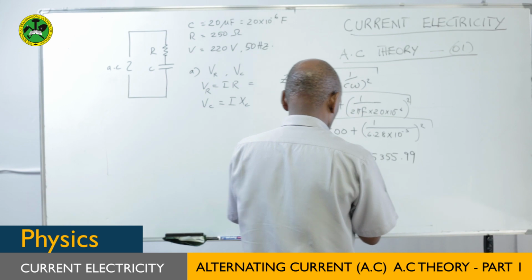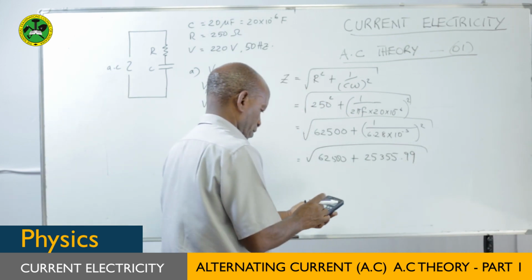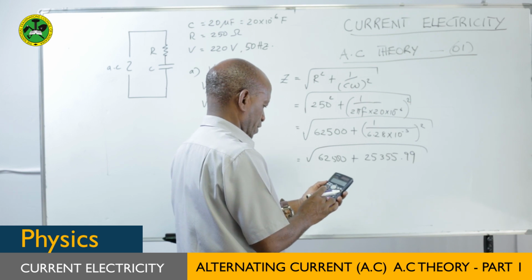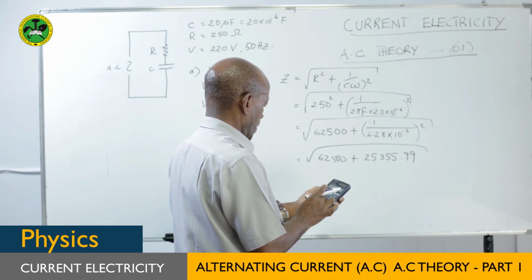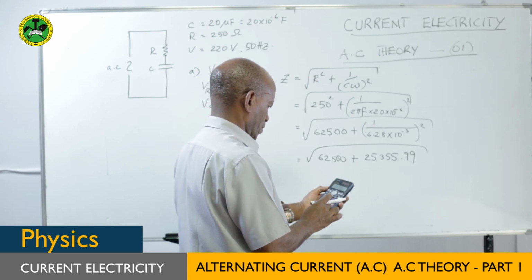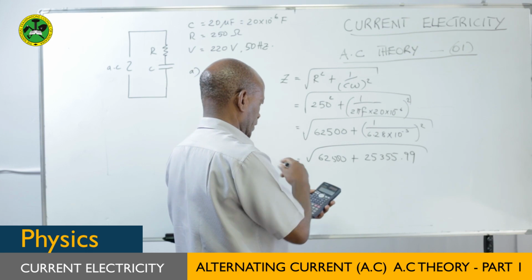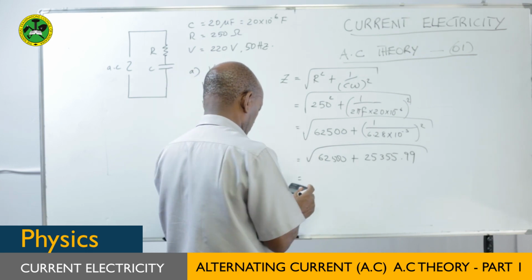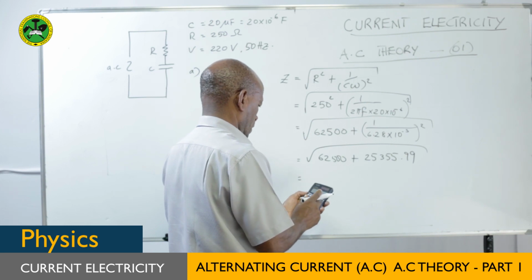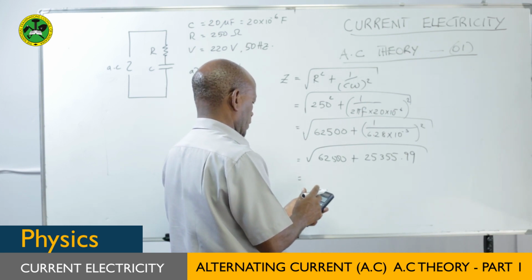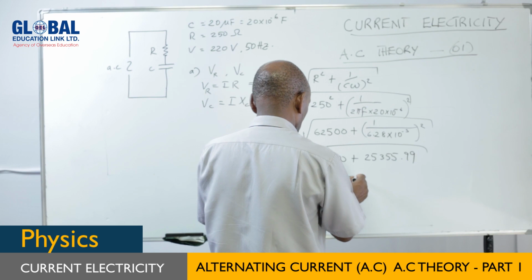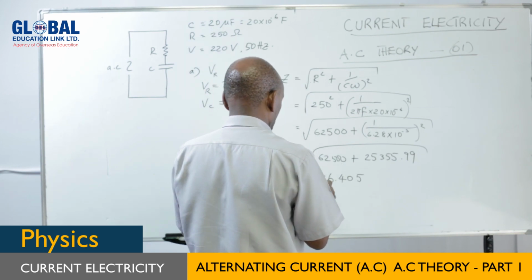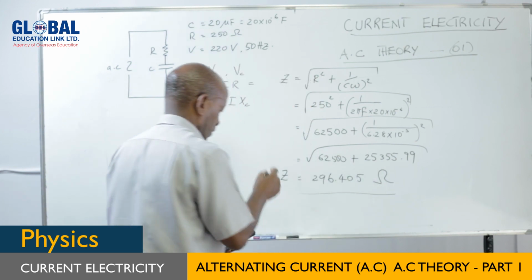355.99. So if I add this with 62,500, I'm going to get that answer. Let me take the square root straightforward to get the answer. This will be equal to 296.405. The impedance will be in ohms.